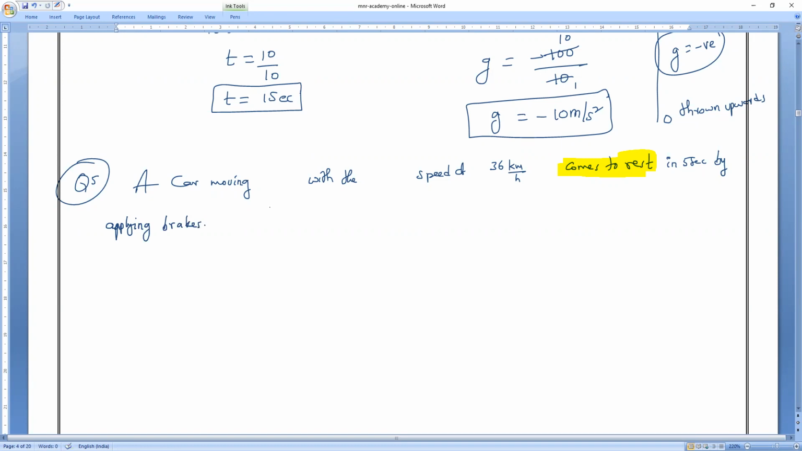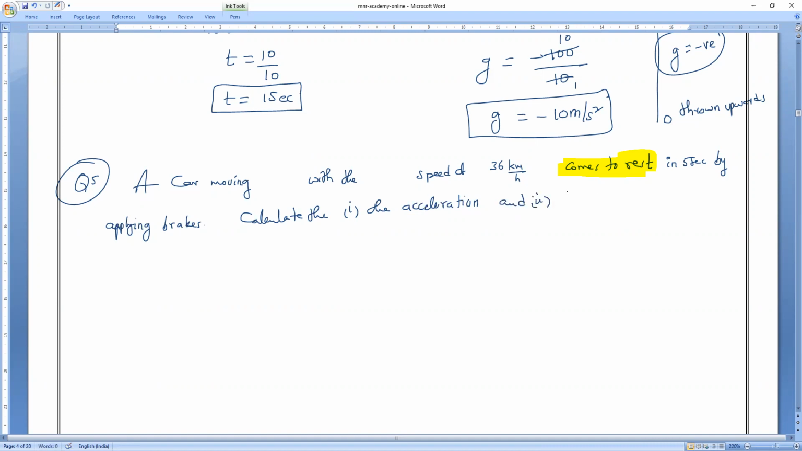By applying brakes. Calculate, one, the acceleration. So acceleration they are asking. Will we get negative or positive? It is decreasing velocity, so negative, sir. But if the question mentions retardation, then the final answer you should represent in positive. Okay. Expressed by negative. Yes, yes.